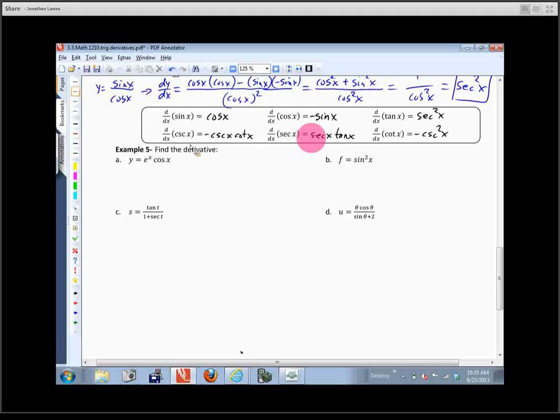And now let's just run through and do a bunch of problems here. In order to do this problem, what rule do you have to apply?